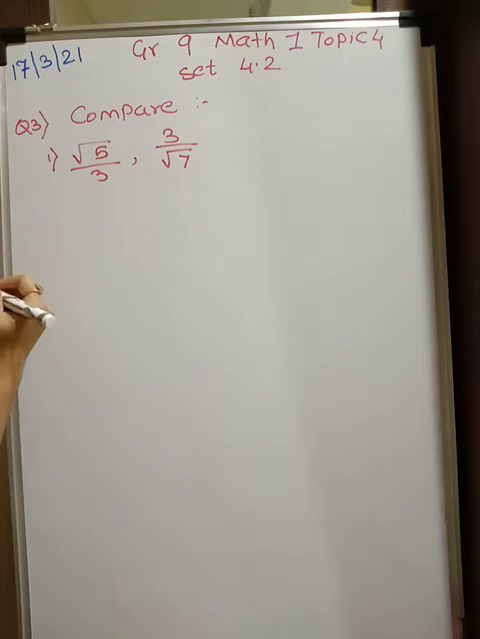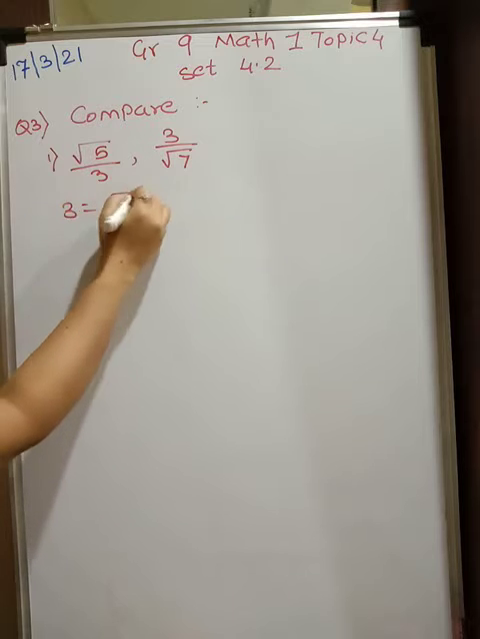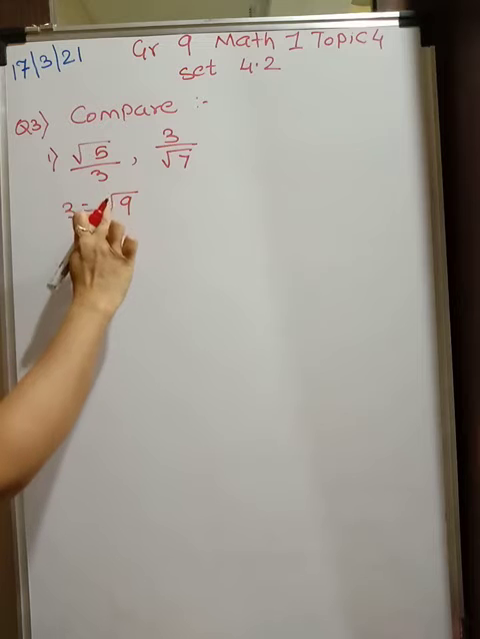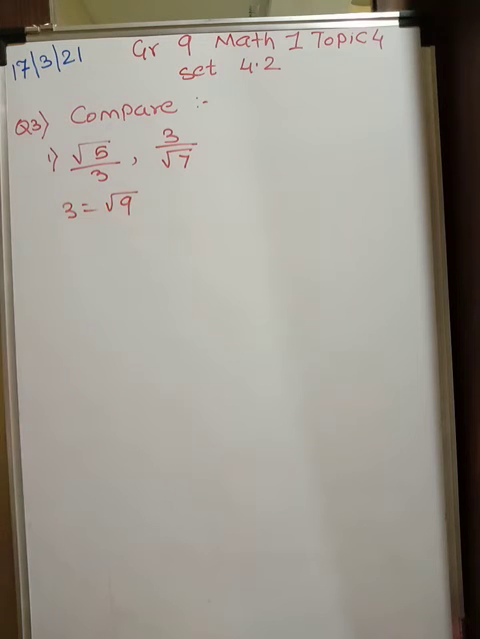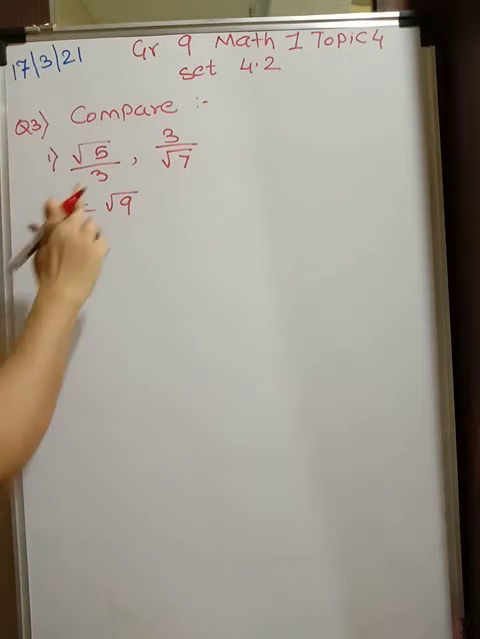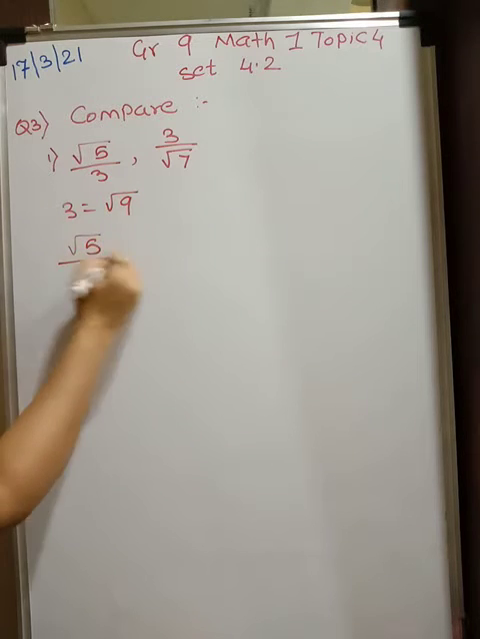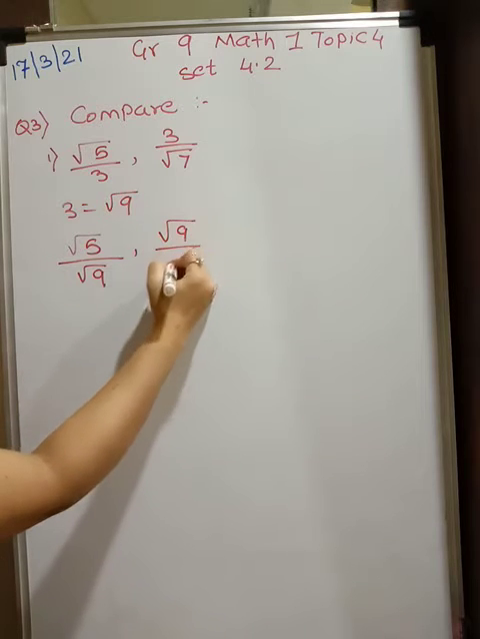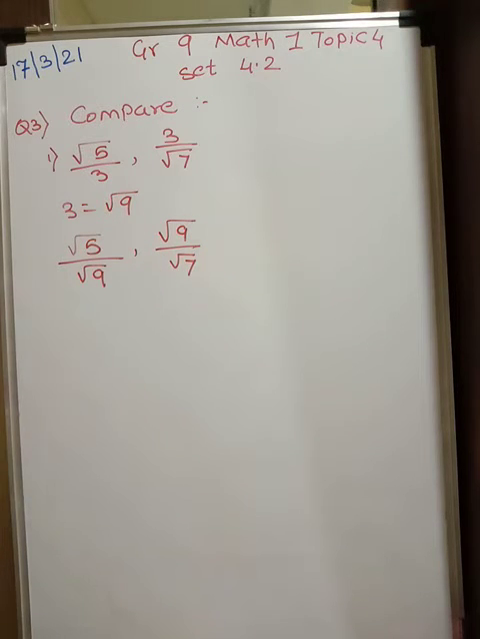So 3 is nothing but what? 3 is nothing but root 9. Square root of 9 is 3, yes or no? So you take the square of this number and put it under root. That will give you this number. Are you understanding me? So for 3 I am writing it root 9. So what my question will be now? Root 5 upon root 9. And this will be again root 9 upon root 7. Now we can compare these two.